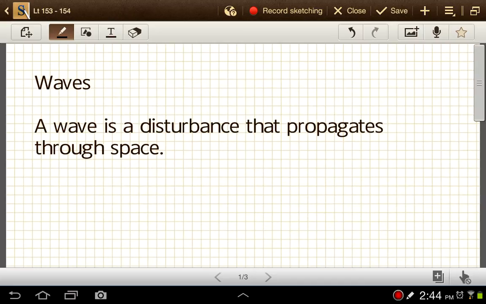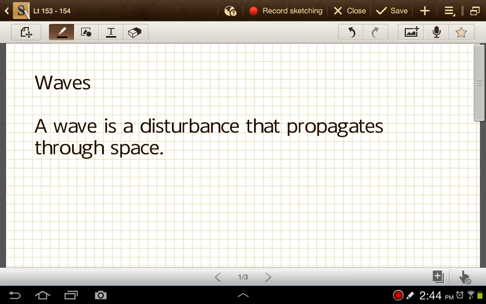Now, what that means is that some particle or some collection of particles is moved or is changed in some way, and because of their interactions with other particles, the particles that surround them will change in that same way.